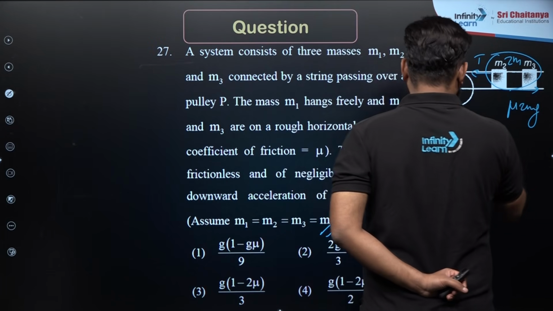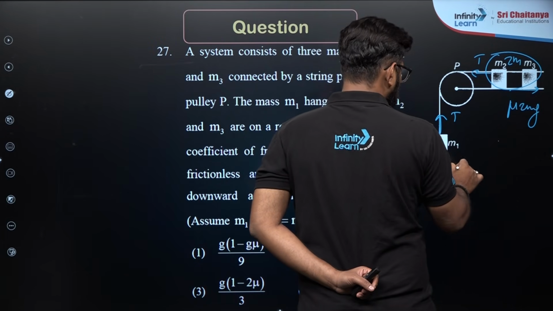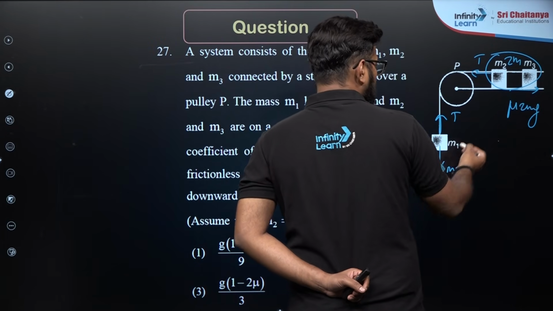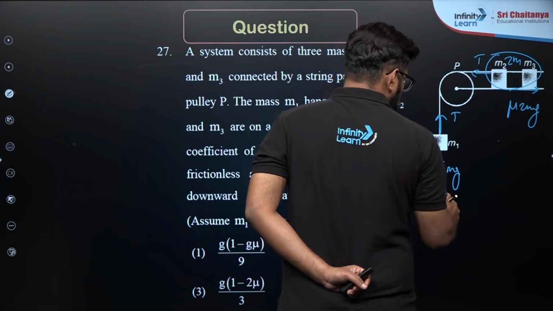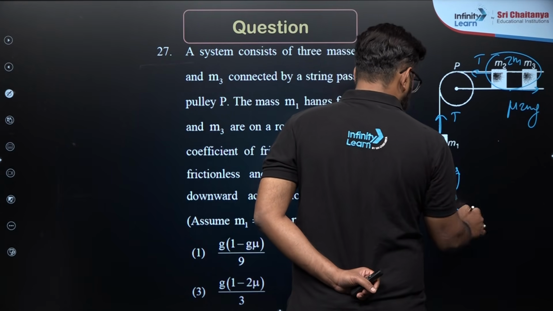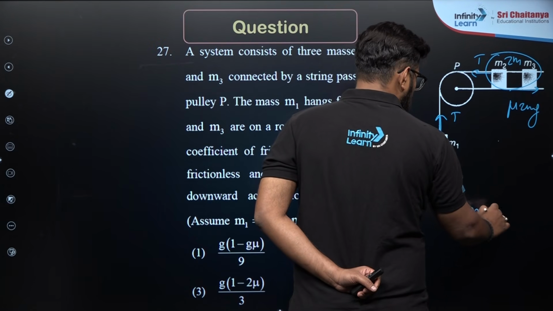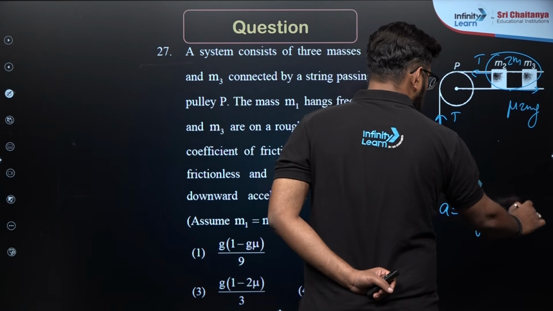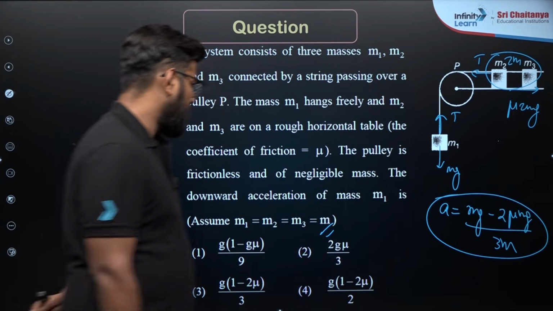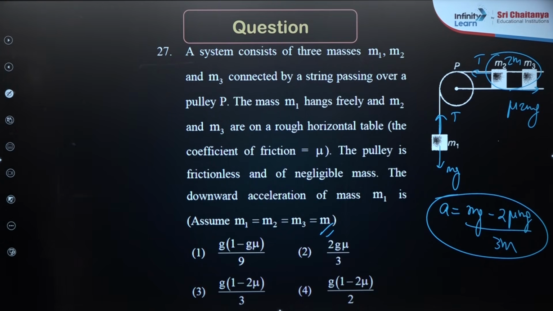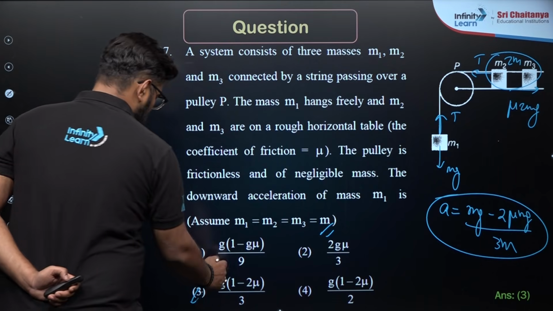This is tension and here it is tension and this is mg. So mg minus T equals m into a, and T minus 2 mu mg will be equal to 2m into a. So acceleration they are asking, right? So acceleration will be equal to mg minus 2 mu mg whole divided by 3m. This will be the value of acceleration. So (1 minus 2 mu) g upon 3. Option number 3 is correct.